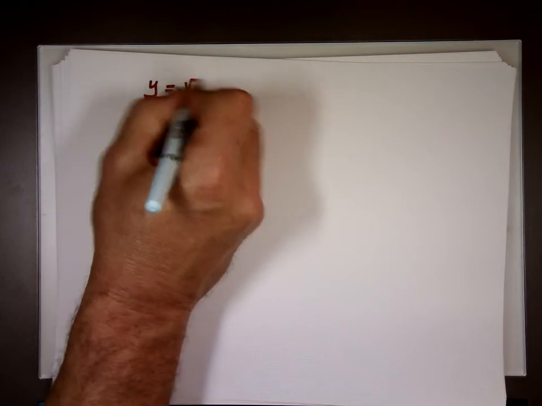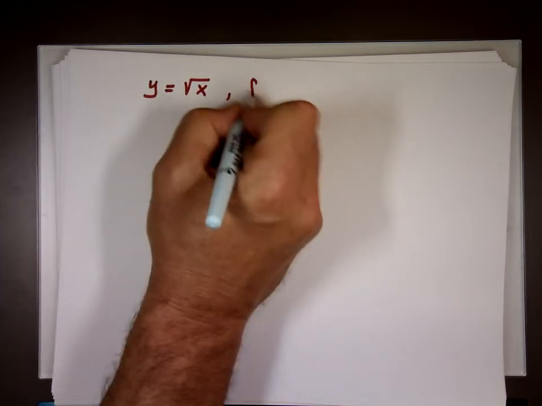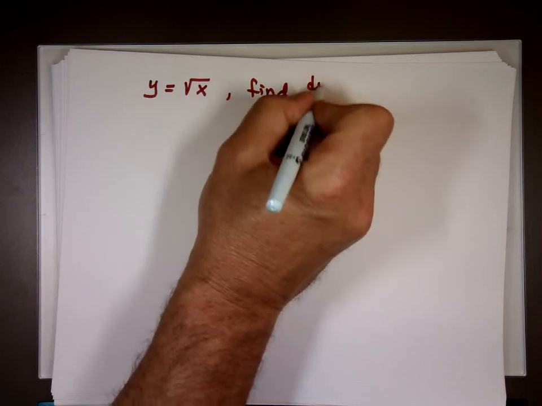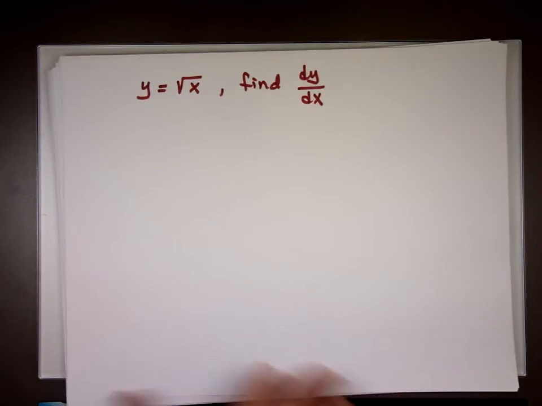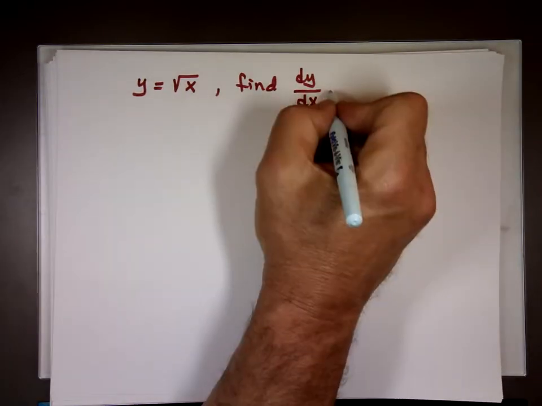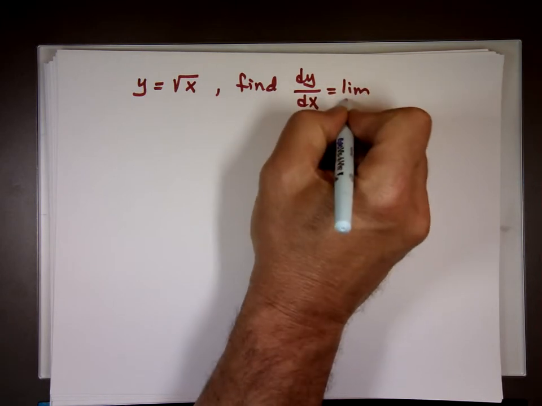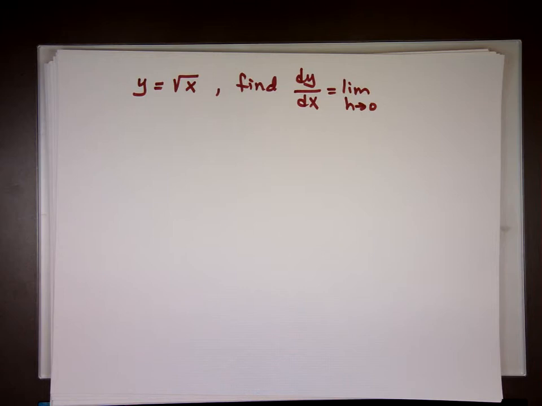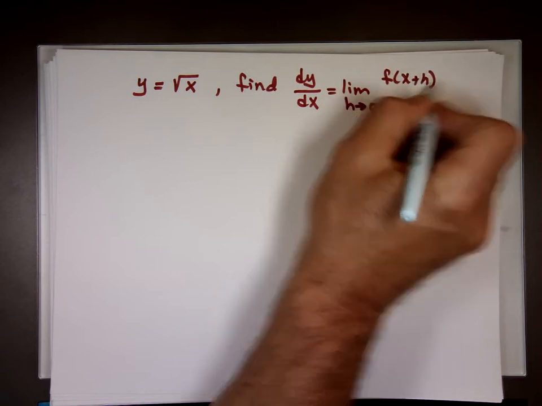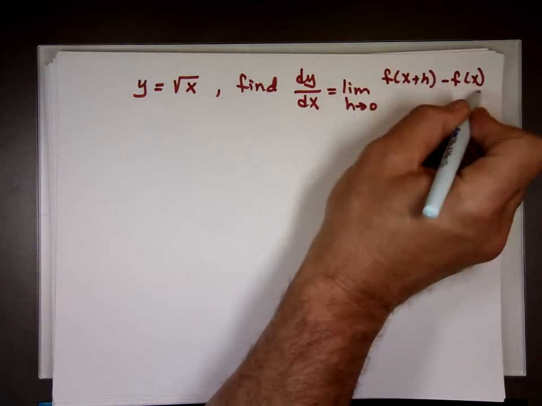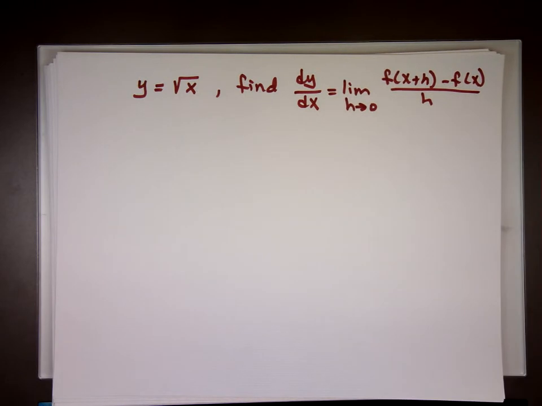Let's say I was given this problem, y equals the square root of x, and now the question, find dy dx. That's also the derivative. That means what? The limit. I'm going to use h in place of delta x. As h approaches 0, f of x plus h minus f of x divided by h. So I'll mix and match. A lot of math books use h instead of delta x. Just makes it easier to write.